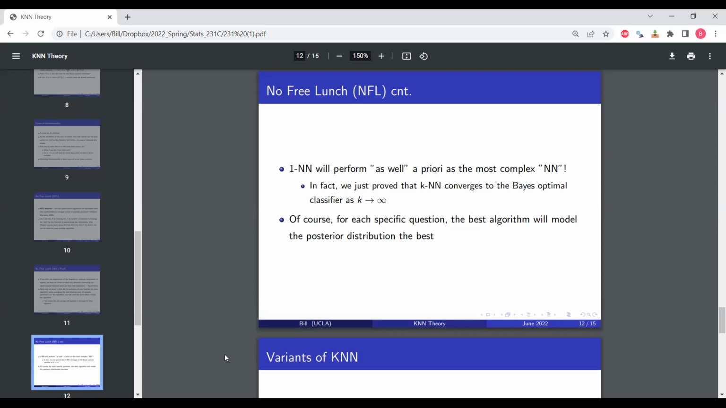But the author also says that even though that is the case a priori, in reality, every individual distribution that we're trying to approximate using a statistical learning method has its own posterior distribution. So for each specific question, there will be an algorithm that models the posterior distribution the best. What he means is that because we have a specific posterior distribution, we are not looking at the average cost function of the algorithm over all possible posteriors. We're looking at specific posteriors. So the mean does not equate to a specific case.